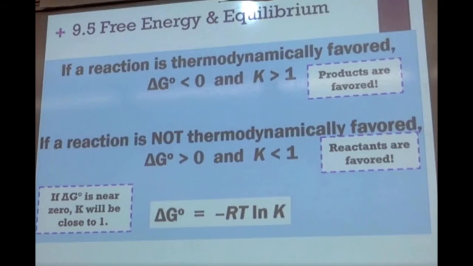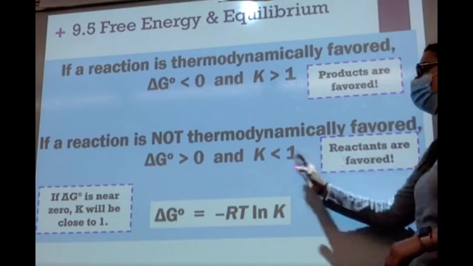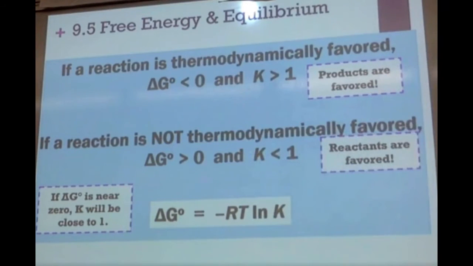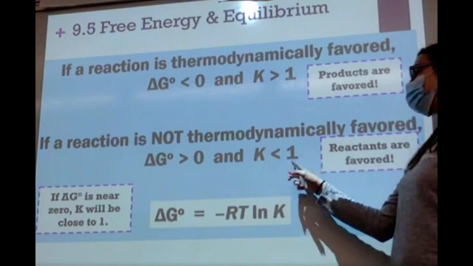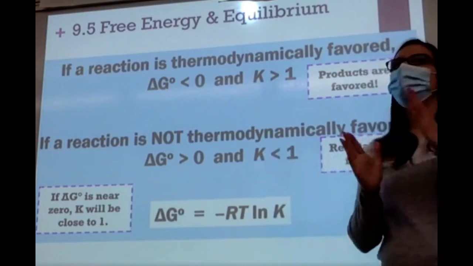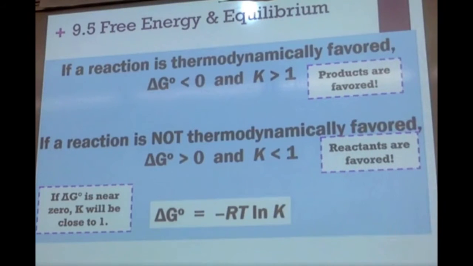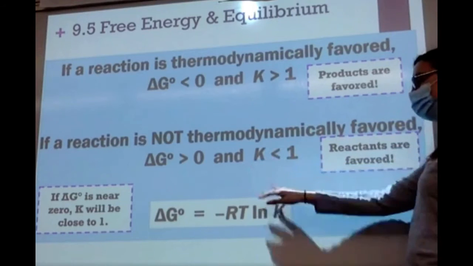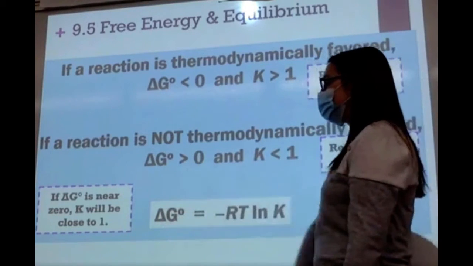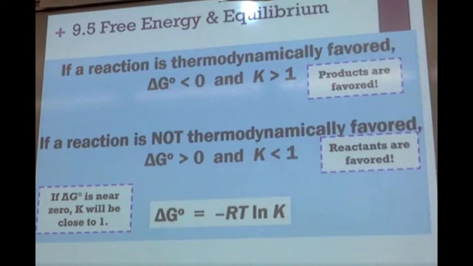If your reaction is not thermodynamically favorable, delta G is positive. Well, if delta G is positive, it's not thermodynamically favored. That means it's not going to happen. So the reactants are going to be favored. K is less than 1. Remember, K cannot be negative. And so that means that we're thinking about K being some decimal. If delta G is near 0, K will be close to 1.